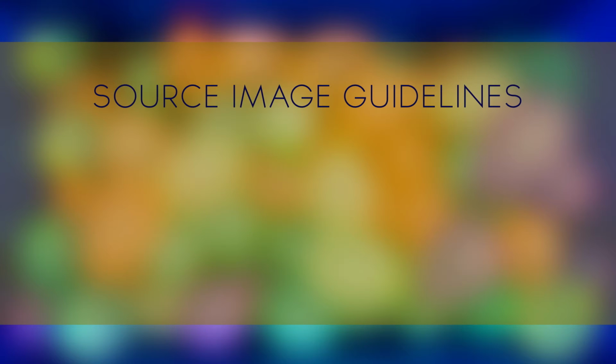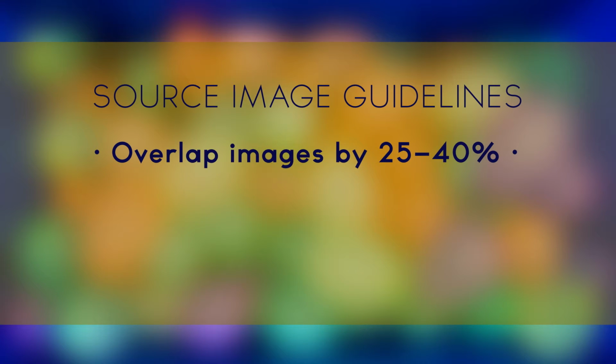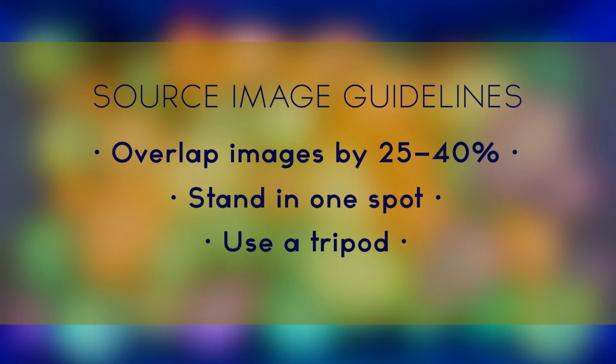You'll notice that in each of my source images I'm overlapping by about 25 to 40%. That's going to be important to make sure that Photomerge can do what it needs to do. When you take your photos, make sure to stand in one spot and keep the camera level from photo to photo. This is probably most easily done if you're using a tripod, although it's not absolutely necessary.